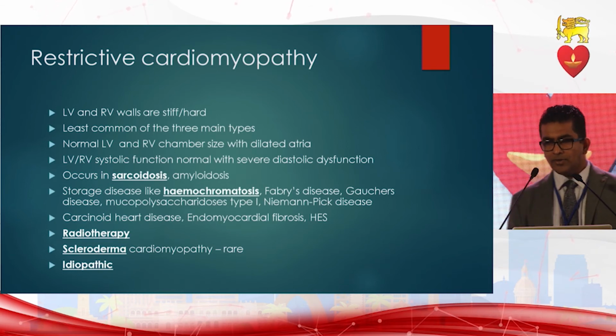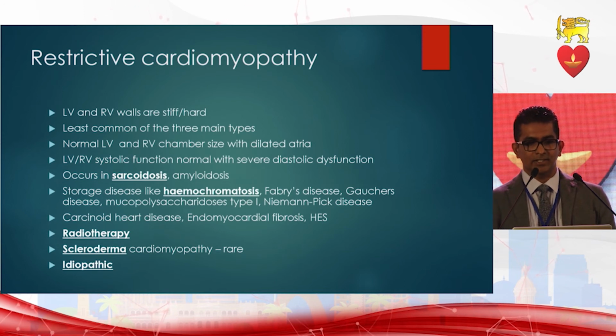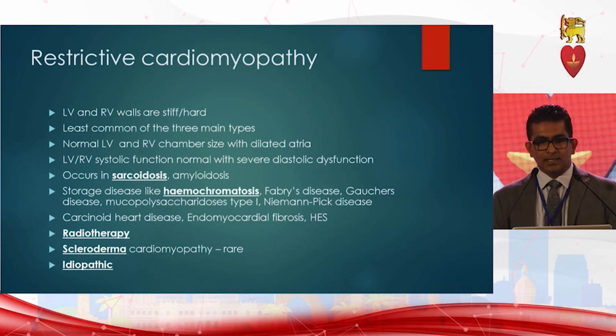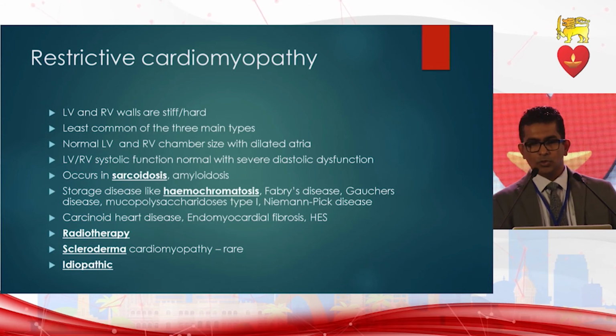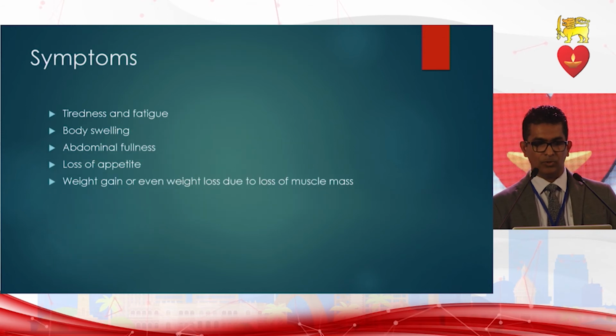But if you have a cause, for example, sarcoidosis, you can treat the sarcoidosis and then the cardiomyopathy can improve. Hemochromatosis is the same. You can do the iron chelation. And then for amyloidosis, you can use chemotherapy. So if you have a cause, you can hang on to that and try and treat it. Otherwise, idiopathic ones have very poor prognosis.